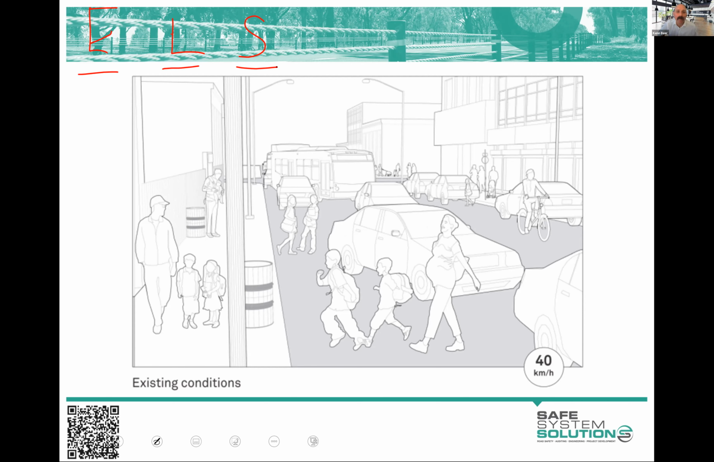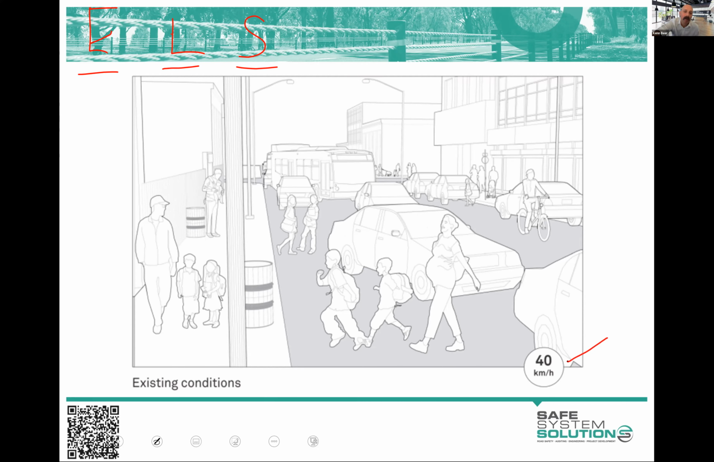So, maybe you say, actually, I won't give an example. You can just come up with them, but just put in brackets an E, an L, or an S to indicate the change that you're proposing will influence exposure, likelihood or severity.